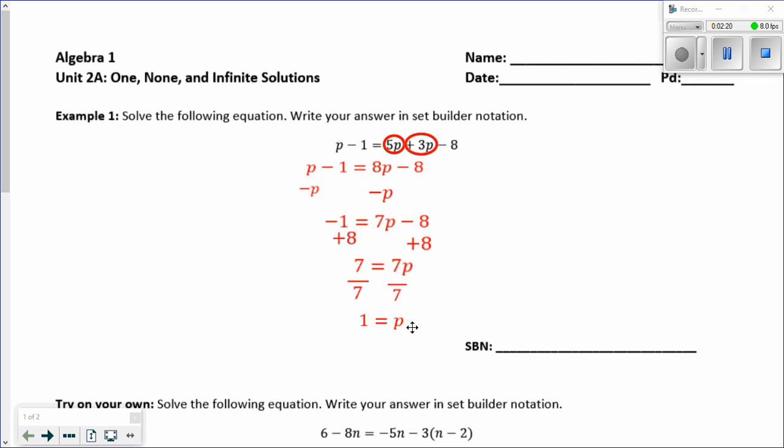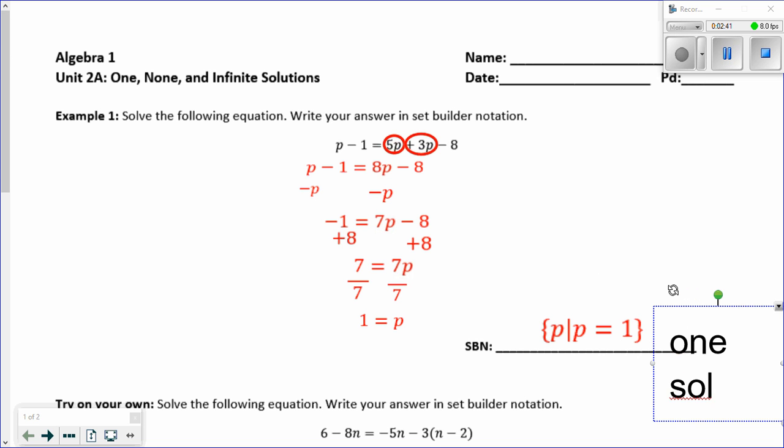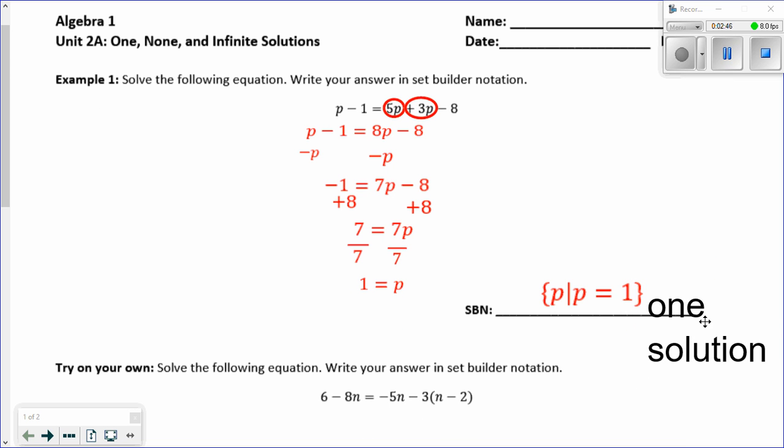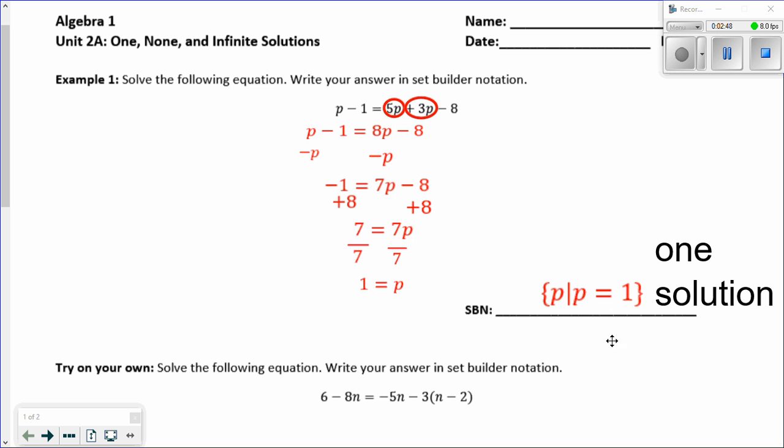Now with set builder notation, I'm just going to go ahead and use the brace and write it just like this. So it's brace p line p equals 1. For set builder, the variable should be in the front. Okay? And this is an example of one solution. So I'm actually going to write that in. One solution. So here's an example of one solution where you actually get a value.